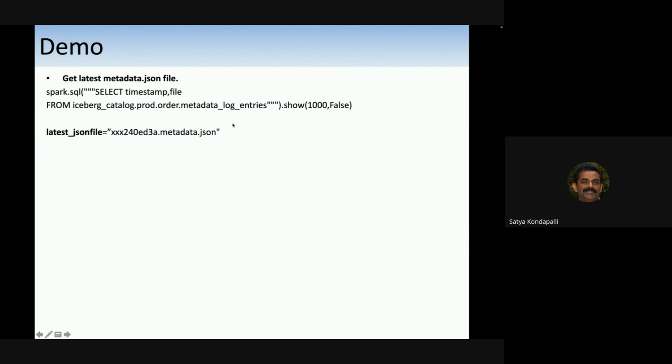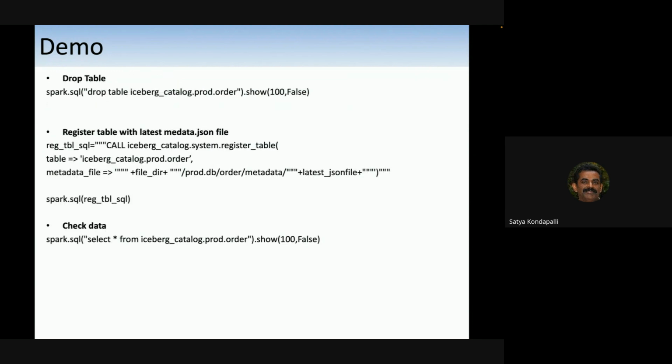And then you can get the most recent metadata JSON. Okay. And once you've got the most recent metadata JSON, then you can register it. So okay, this is your catalog, this is your table, and this is your latest file. Since you are migrating, you are storing within the same catalog, this is also an Iceberg catalog.